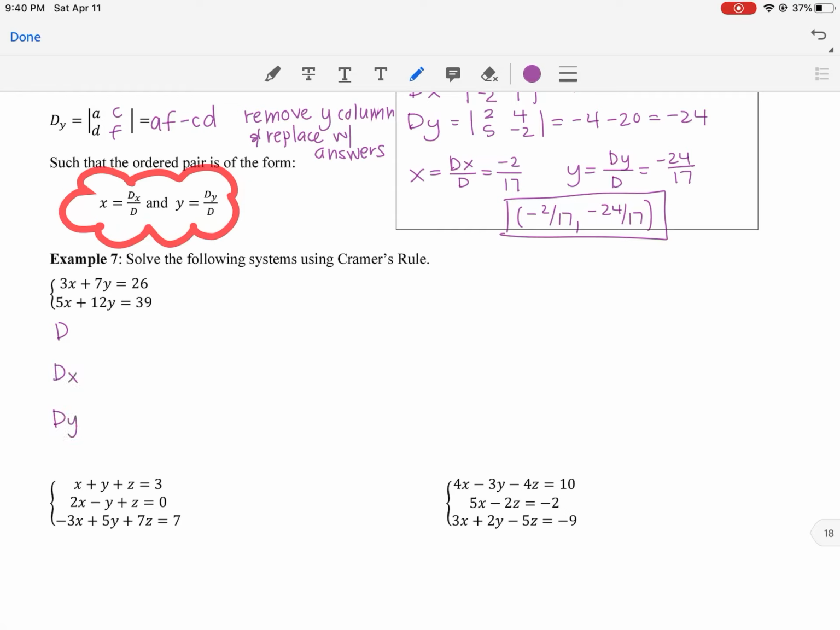Let's go ahead and take a look now at example 7. So once again, I just want you to use Cramer's rule. So we need 3 determinants. The first one is just the original matrix. 3 times 12 is 36, minus 5 times 7 is 35, so we're just dividing by 1. Okay, replace the x's with our answers.